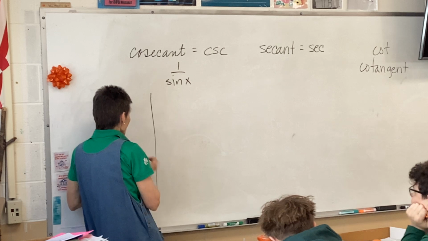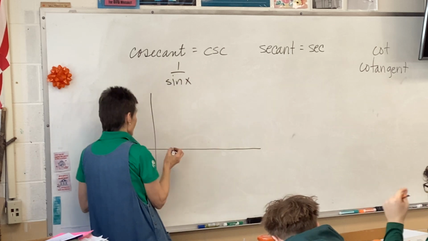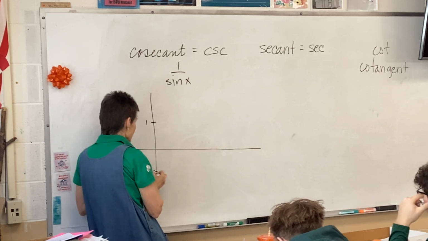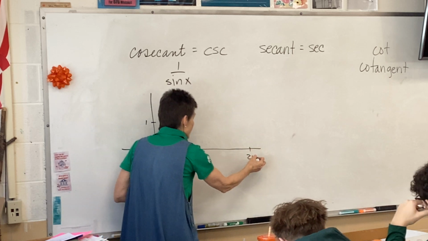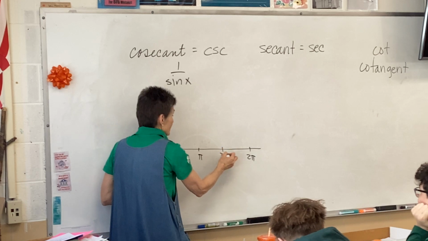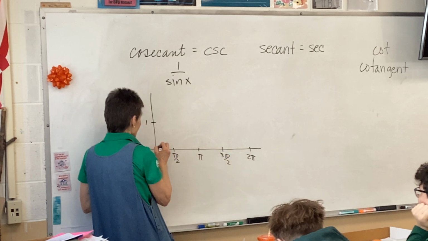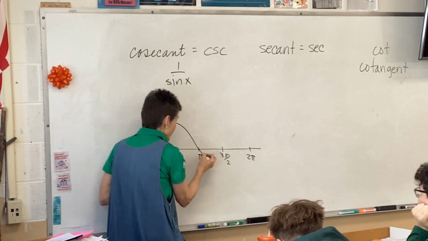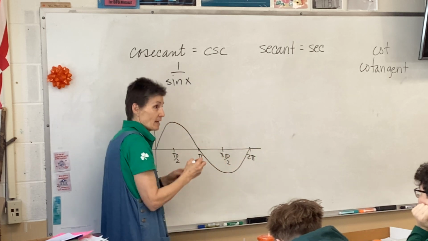Now, you know what a sine curve looks like. So I'm going to go ahead and just sketch a real quick little sine curve. You know that its amplitude is 1, and its period is 2 pi. That's a sine curve.